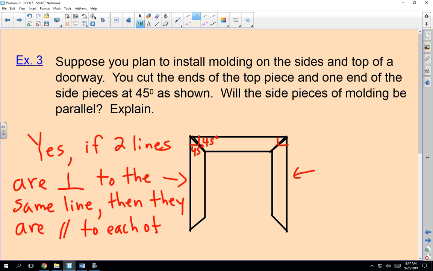So that's why we do those 45-degree angle cuts there. That's assuming the doorway is square. So there's one application of those theorems.